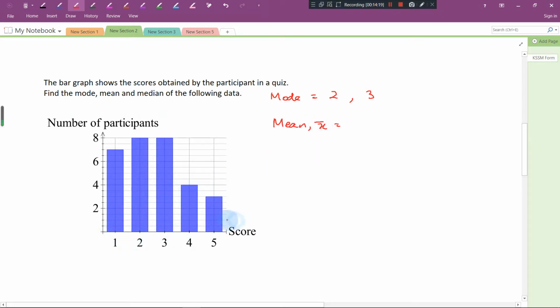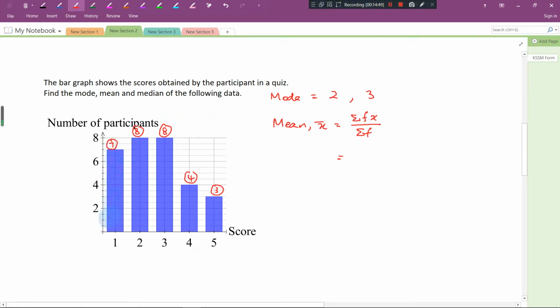Okay, what is the frequency for the score of 1, 2, 3, 4, and 5? This is 7, right? And this is 8, and this is 4, and the last one is 3. Okay, so what's the formula? Sum of fx divided by total frequency, right? Fx means take the frequency times the corresponding data.